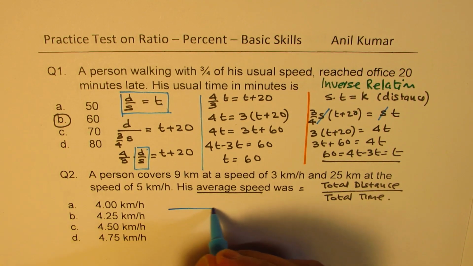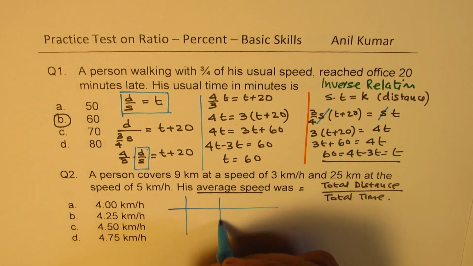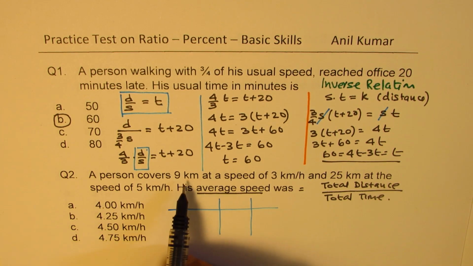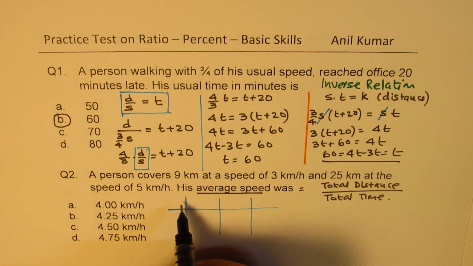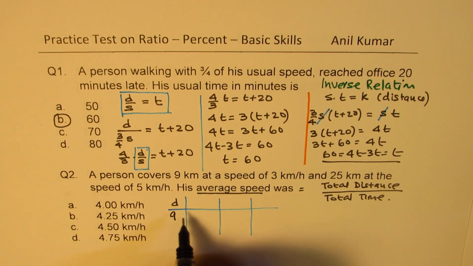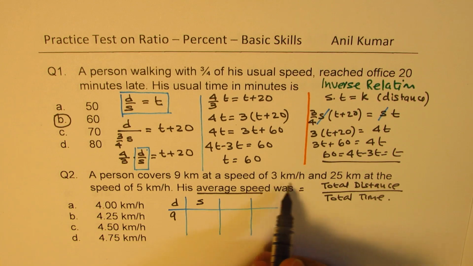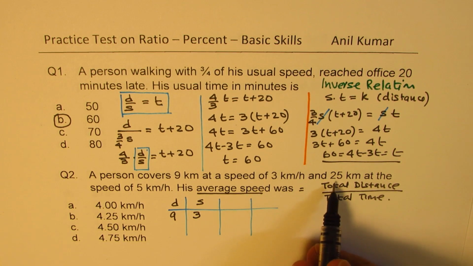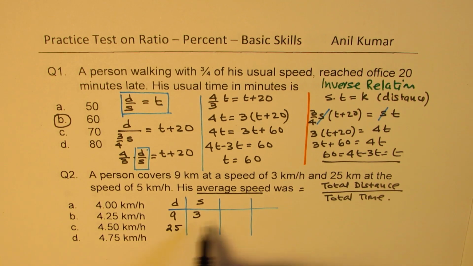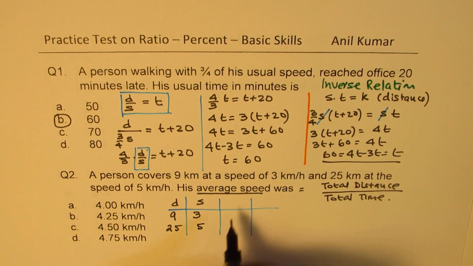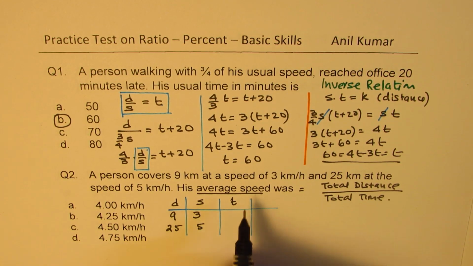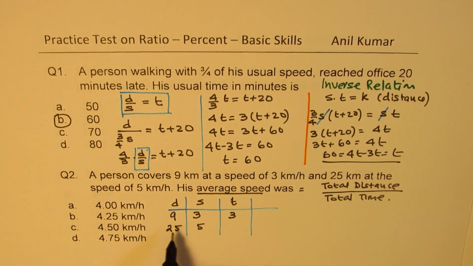So let's make a small table here which can help us to just put the data together. What we are saying, we want distance. So we have a person covers 9 kilometers, that is our distance, 9 kilometers, with a speed of 3 kilometers per hour, right? And then the person covers 25 kilometers with the speed of 5 kilometers per hour. So let's find time now. Distance divided by speed is time. 9 divided by 3 is 3 hours, right? And here 25 divided by 5 is 5.